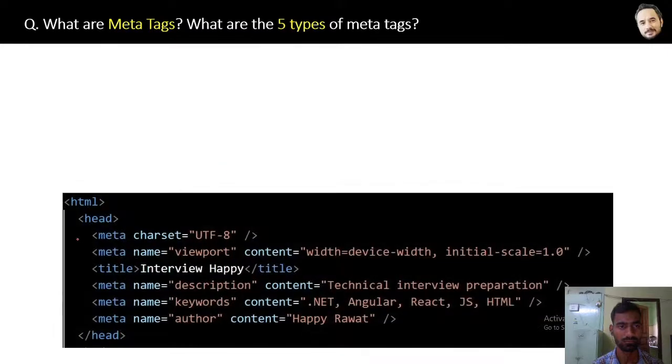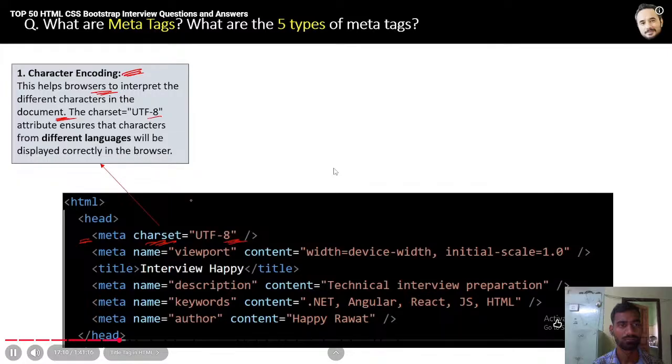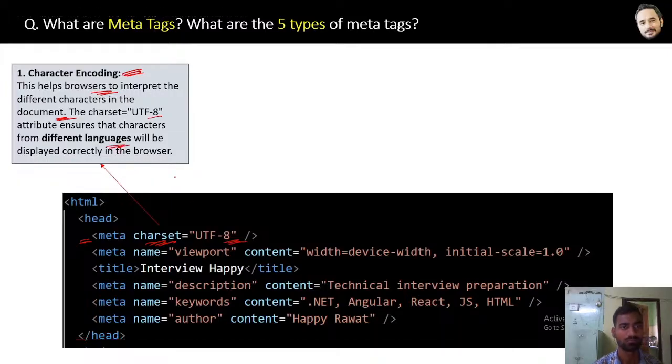Here you can see all the meta elements and their attributes. The first tag is charset, which is important for character encoding. Basically, this specifies the character encoding, which helps the browser interpret the different characters in the document. This charset UTF-8 attribute ensures that characters from different languages will be displayed correctly for your website in the browser. That is the role of this charset. Different languages it can handle. Because many websites support multiple languages, right? So that's why it's so important.